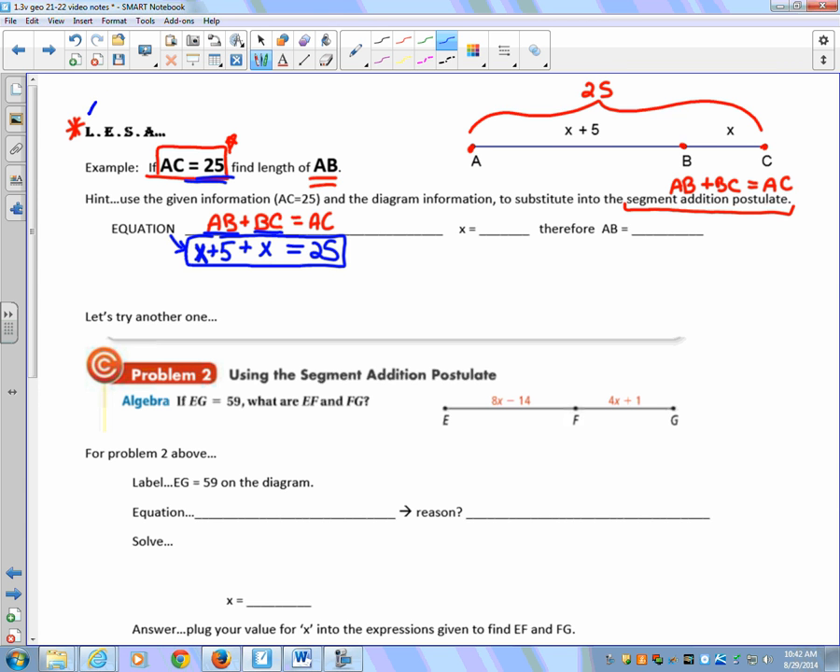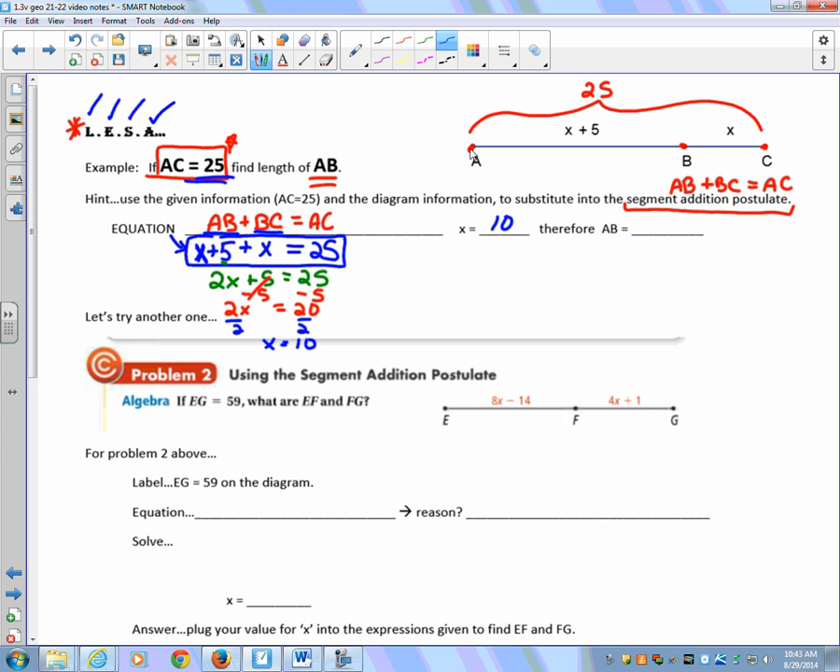So we labeled our diagram, we wrote our equation, now we have to solve. We see like terms here, x plus x is 2x, plus 5 equals 25. And then we need to isolate x, we get 2x equals 20. And then we need to divide by 2 to solve for x, and we get 10. So x is 10. Remember to go back and answer the question that was asked.